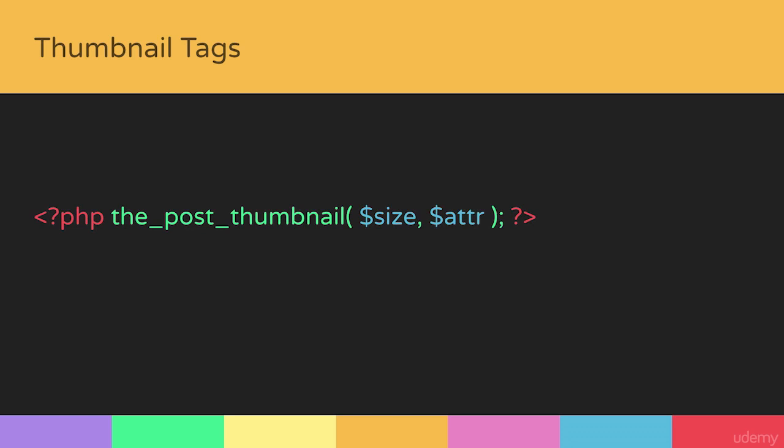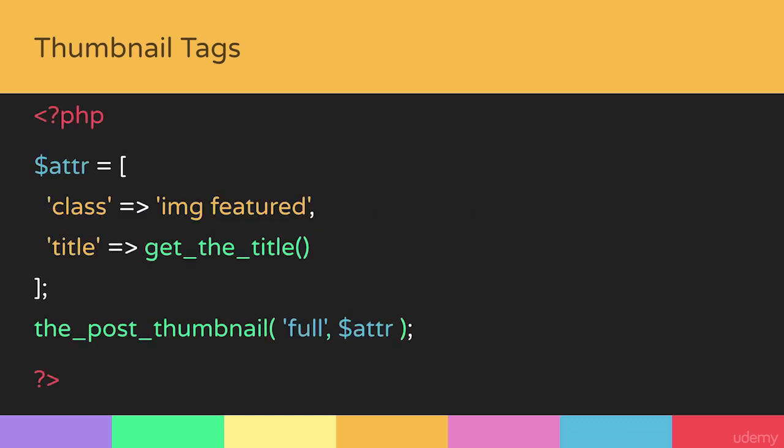However, the_post_thumbnail takes two attributes. One is a string for the size, or it could take a specific size outline, but you have a few default ones that come with WordPress, and then a series of attributes that are mostly HTML attributes that you would associate with an image tag, like an alt attribute or a title attribute, things like that.